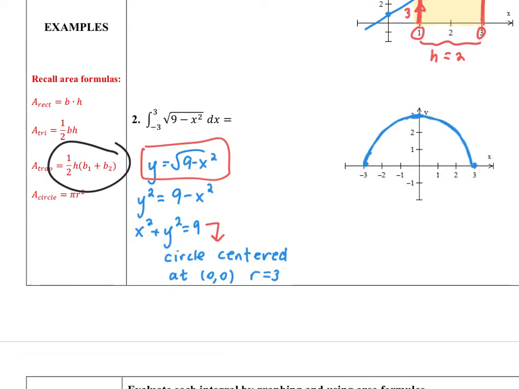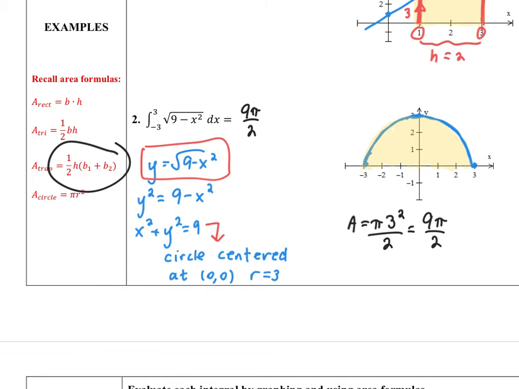And applying the definition of the integral, I need to be bounded by the graph of f of x between -3 and 3 and the x-axis. So my region is this semicircle here. So I'm going to find the area of a circle and divide it by 2. Since the area of that semicircle is 9π/2, the value of my integral is 9π/2.